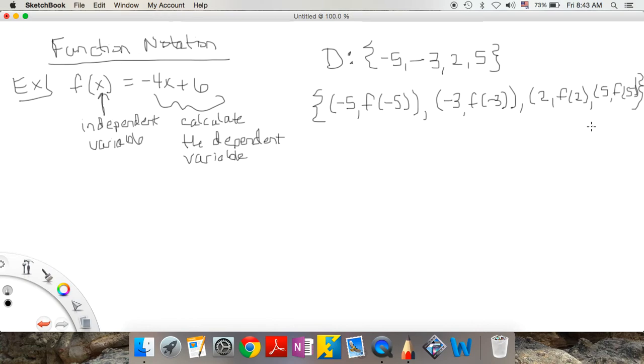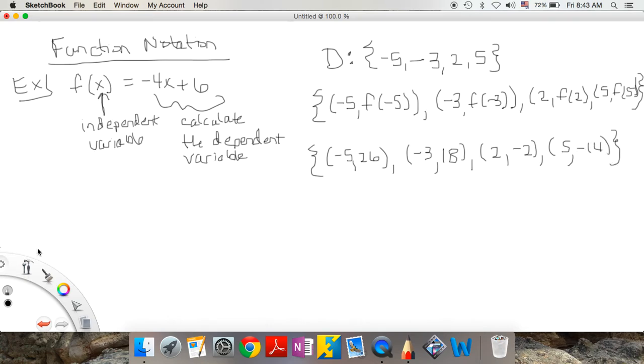So here's our function. Well, we can calculate this out. What's -5 times -4? Well, that's 20, plus 6 is 26. So that means this ordered pair is -5, 26. And then this one, we take -3 times -4, which is 12, plus 6, it's 18. And then 2 times -4 is -8, plus 6 is -2. And then finally, 5 times -4, -20, plus 6 is -14.